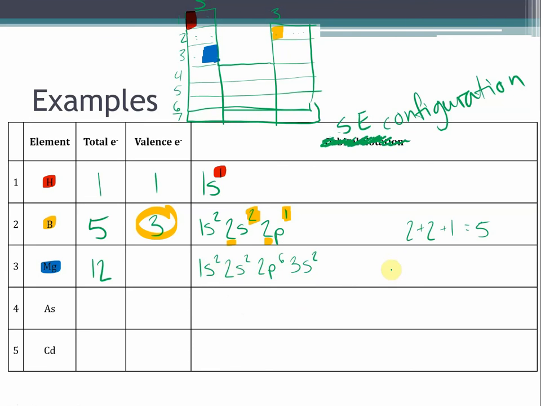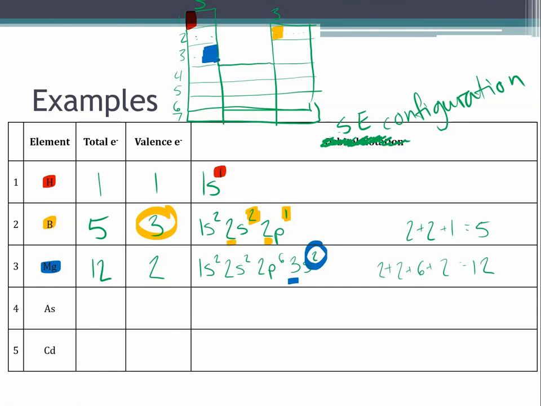And to double check ourselves here, 2 plus 2 plus 6 plus 2 is 12, which is the number of electrons we said we should have in magnesium. We also said magnesium should have 2 valence electrons. So we'll find our highest energy level, which is the 3rd energy level, and within it there are 2 electrons. So there are 2 valence electrons.